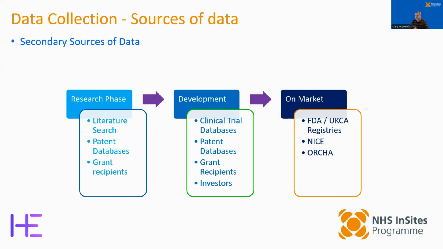So there are different sources of data at different stages of development of a product. For example, if products are already on the market, then you might be looking at different sources of data compared to if you're interested in products that are still in the research or the development phase. For products that perhaps aren't yet on market, you might find information about them in patent databases, literature searches, and who's been getting grant funding. In contrast, if you're looking for products that are already on market, you can see who's already got a medical device approval for it, a UKCA mark, a CE mark, FDA approval. What does NICE recommend?